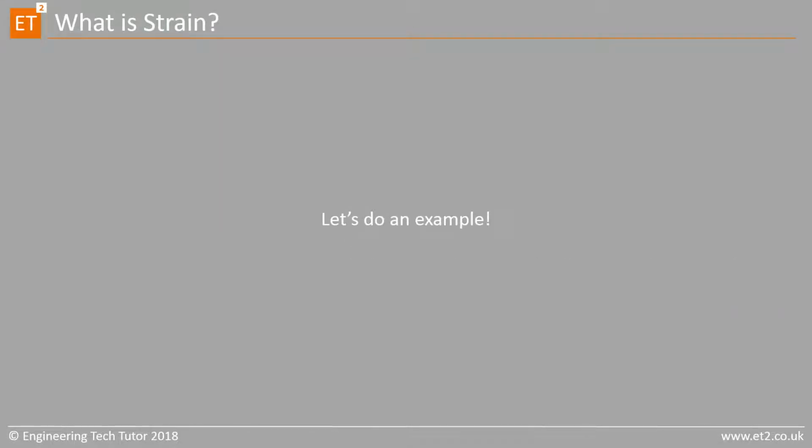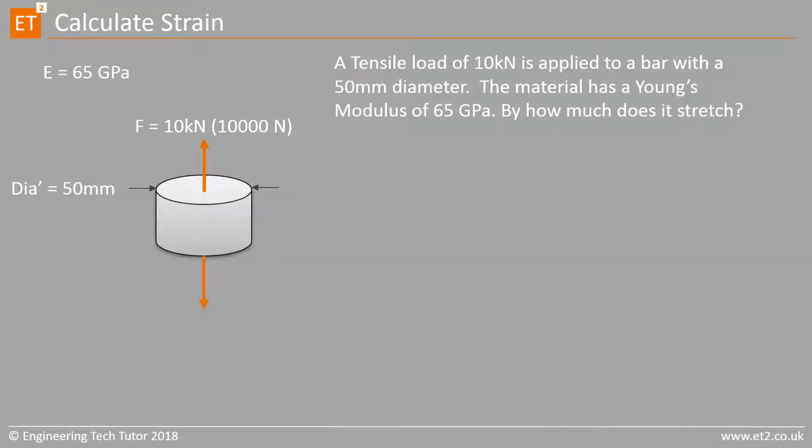So let's try and do an example. In this example we have a tensile load of 10 kilonewtons applied to a bar with a 50 millimeter diameter. The material has a Young's modulus of 65 gigapascals. By how much does it stretch? By asking how much does it stretch, what we're actually asking is how much strain is there in the material. To get to that answer, we have to do a few calculations first.